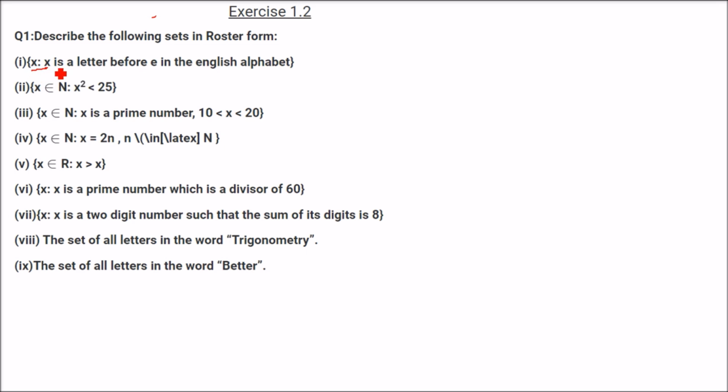First is: x is such that x is a letter before E in the English alphabet. If we start with A till Z, somewhere we have E in between. What will be the answer? I start with A, B, C, D, E. So all the alphabets before E are A to D. The answer will be simply A, B, C and D under curly braces.